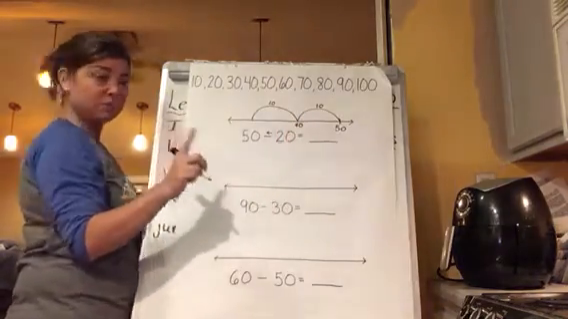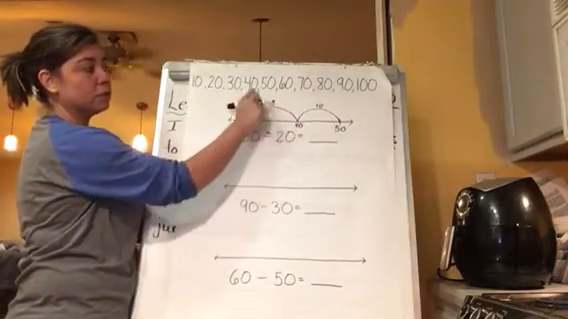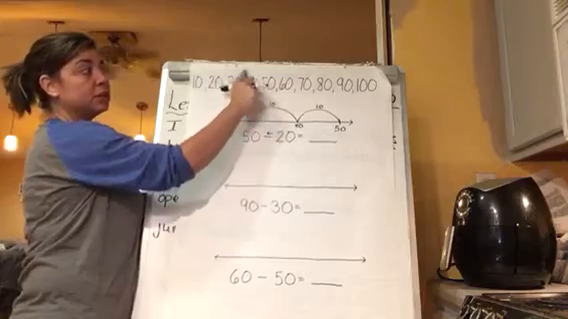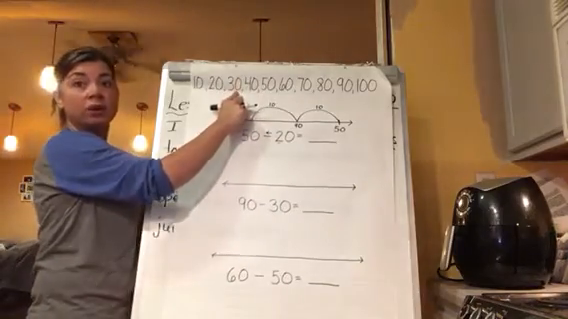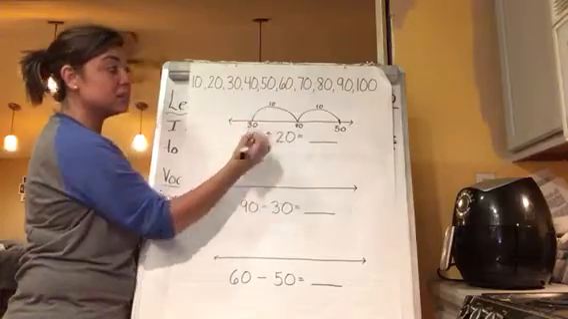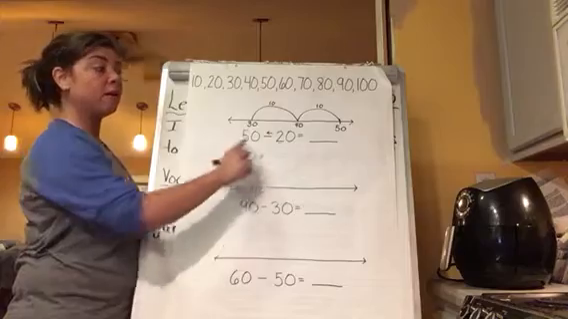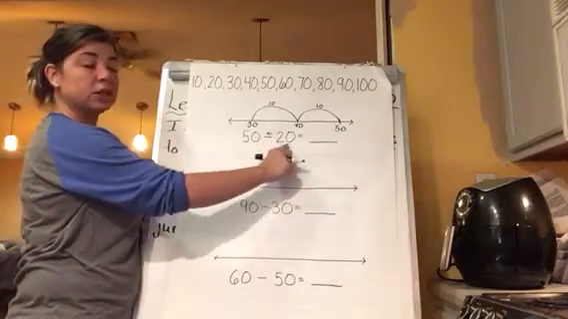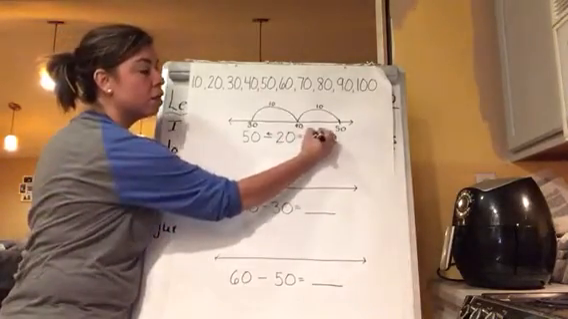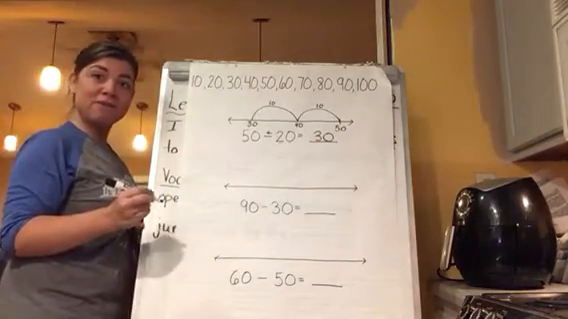But we've got one more jump to go. So if we go to 40 and we jump back 10 more numbers, here's 40, jump back another 10. Where did we land? That's right, 30. So what's our answer? The difference of 50 take away 20 equals 30. Awesome job. Very nice.